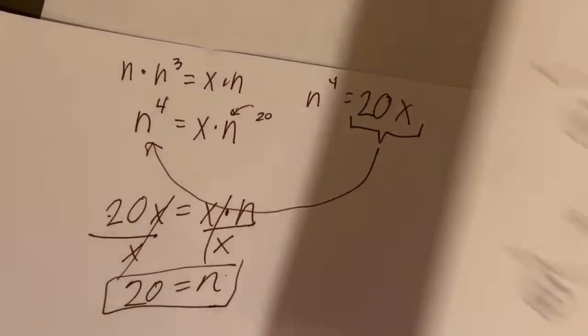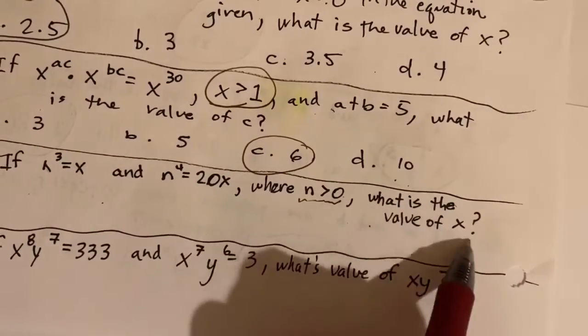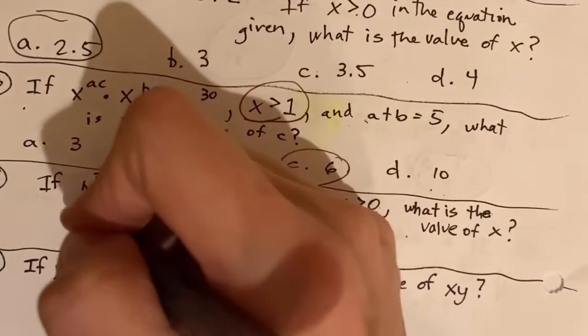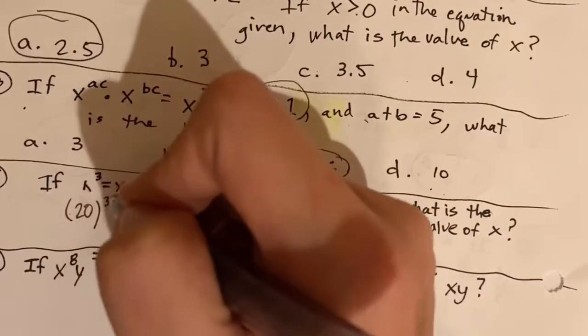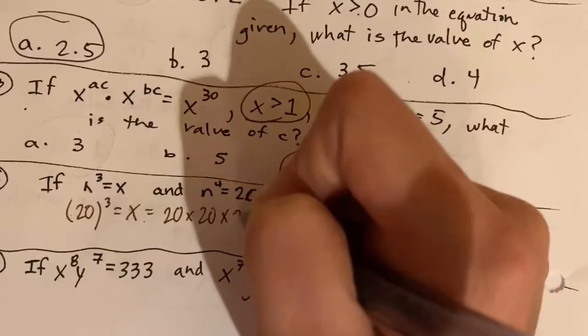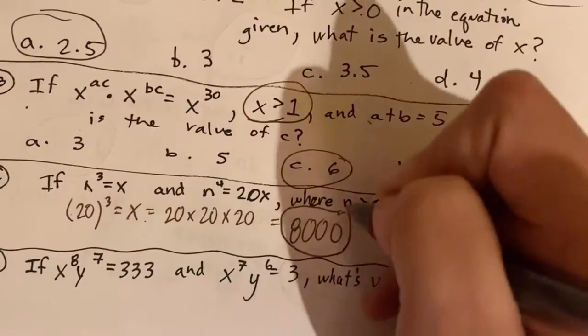So now, going back to the problem, what would x need to be? Well, we already see that x is equal to n to the third power. So if n is 20, then x has to be equal to 20 to the third power, or 20 times 20 times 20, which is 8,000. Okay.